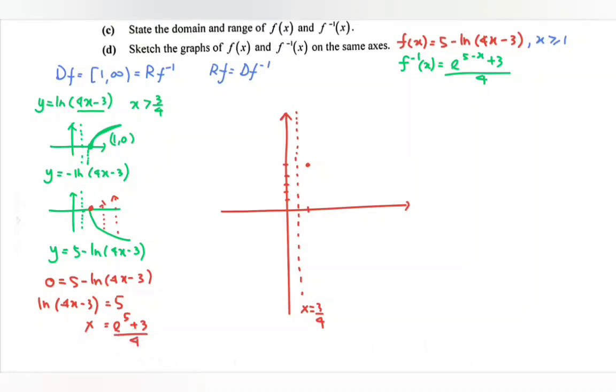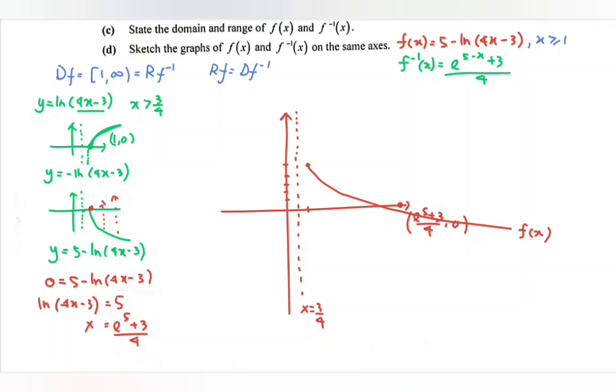So based on the situation given, x equals (e to the power 5 plus 3) over 4. You may refer to the calculator, which is a big number, maybe around 30 until 40. So let's say here will be the intersection, where we have (e to the power 5 plus 3) over 4 and then 0. So the graph will be something like this. Okay, so that is the graph for f(x).